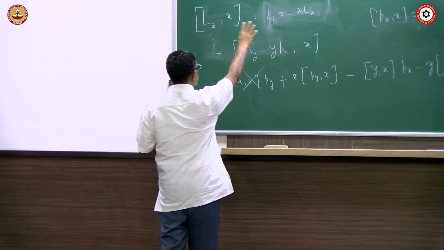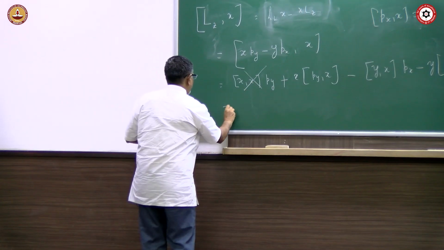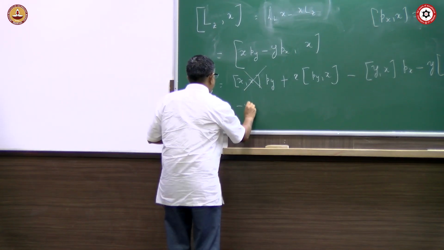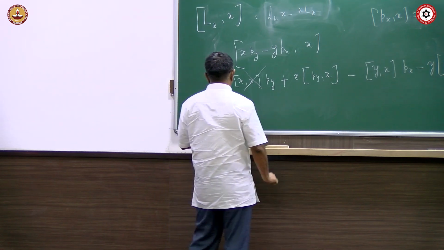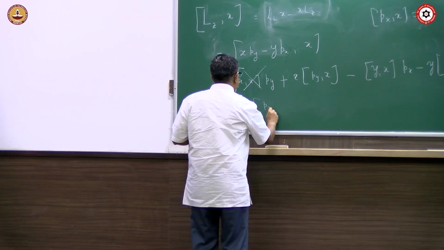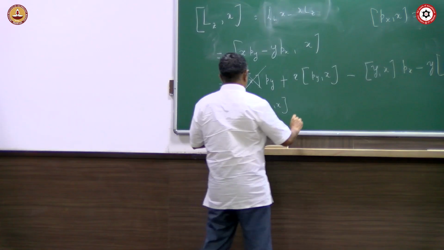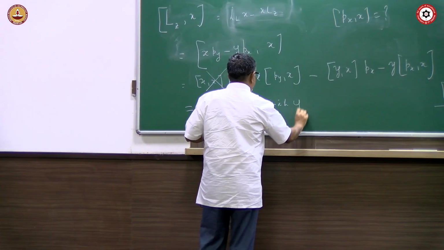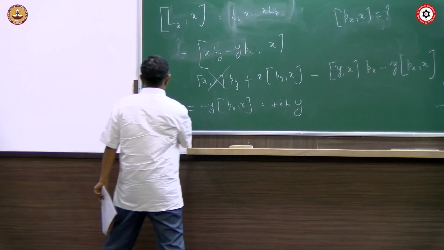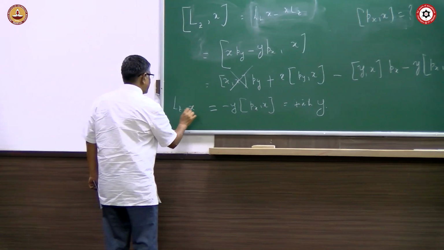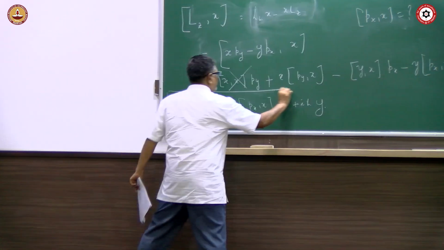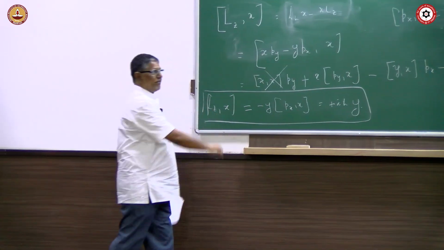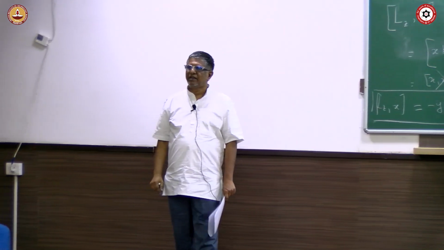Therefore this commutator, you will get it as minus y times [Px, x], therefore you will get it as plus iħ y. This is the answer, [Lz, x] equal to this. Clear?